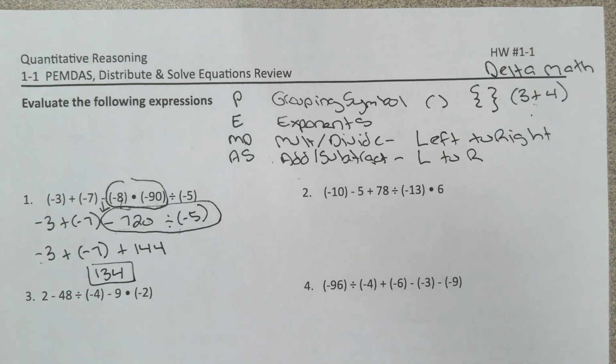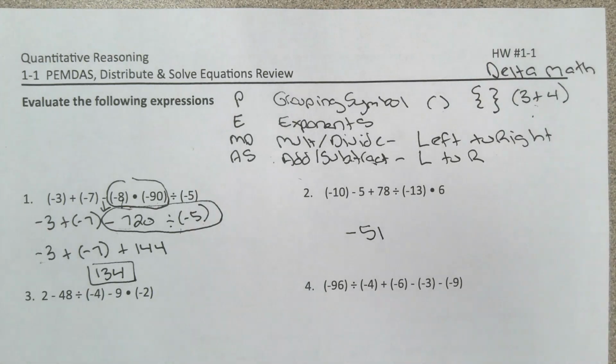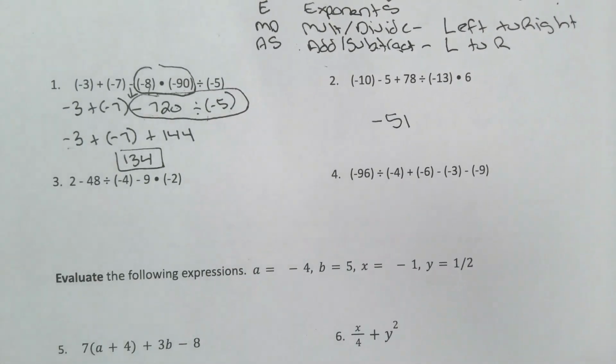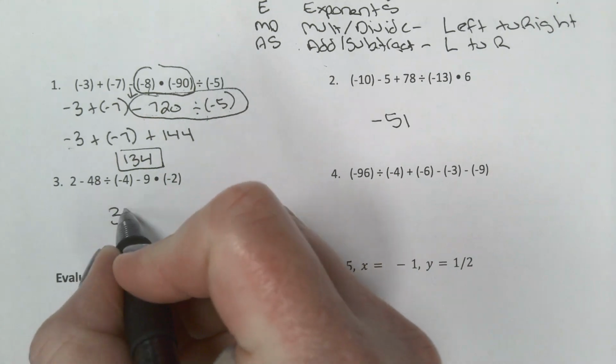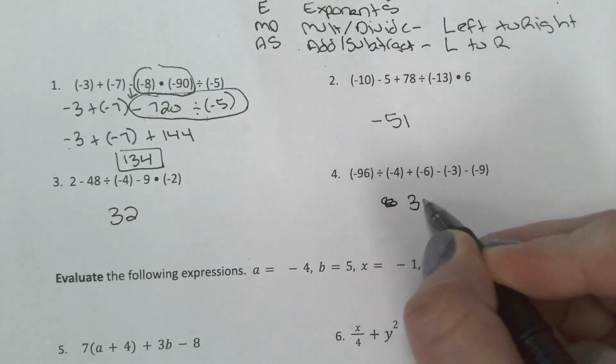The other ones look similar. When you do number 2, if you don't get negative 51, see me. Number 3, you should end up with 32. Number 4, you should end up with 30.